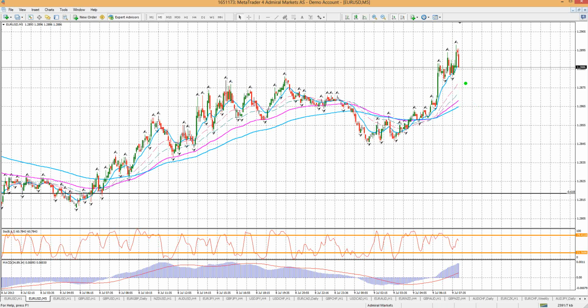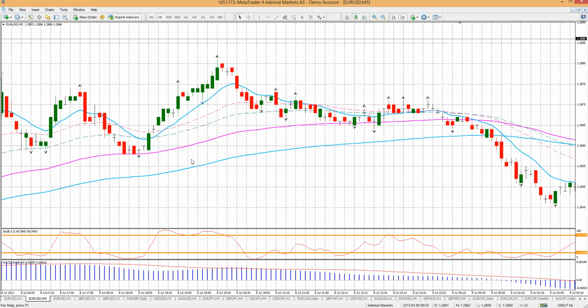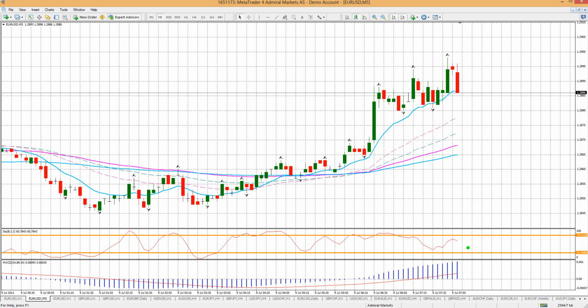So technically speaking, this could maybe be an intraday trade to the upside. It could be possible. If we get a stochastics low enough, under the 20, and we get a move down to these moving averages and a bounce here, then we can see maybe one more upside.